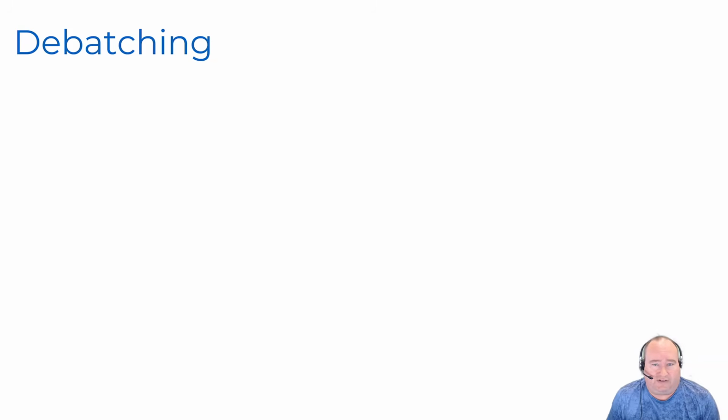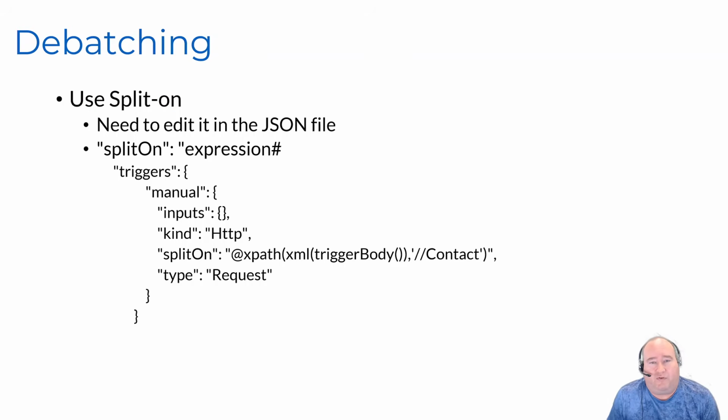Debatching is also supported inside of Logic Apps. You can set a property called split on and then define either the JSON or the XML expression you want to use to debatch that inbound request. So if you have a message that contains multiple people, you could debatch that message at the person level and it'll create a new independent Logic App run for each of those people inside that message. Now, split on is sometimes exposed in the designer, depending on whether you're using Standard versus Consumption. And there are some other nuances with split on, but in general, it's a very good feature that you can use.